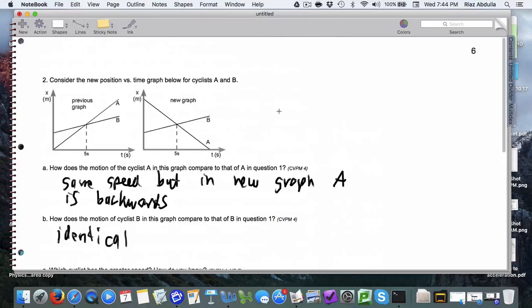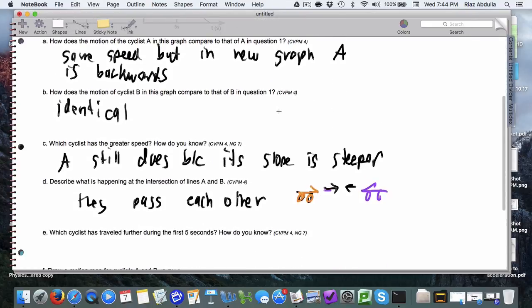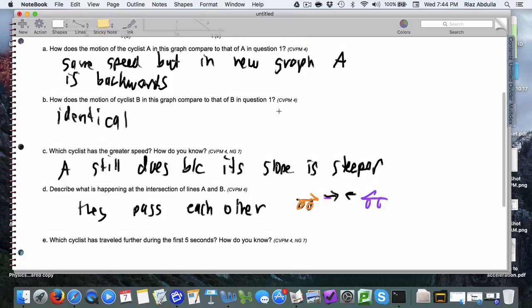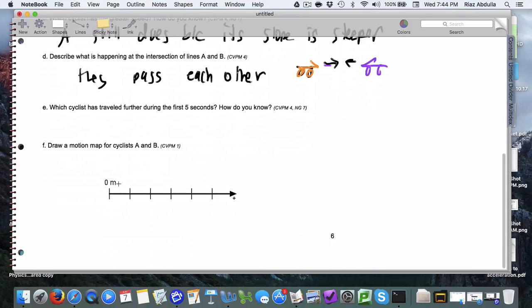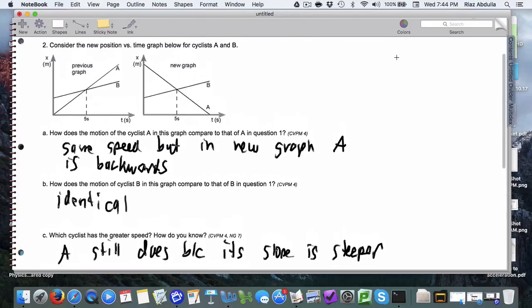Which cyclist has traveled faster during the first 5 seconds? This is a really good question, so let's check. Now we can say that A has because it's moving faster. And that's a really good answer, but let's try another way of looking at this.